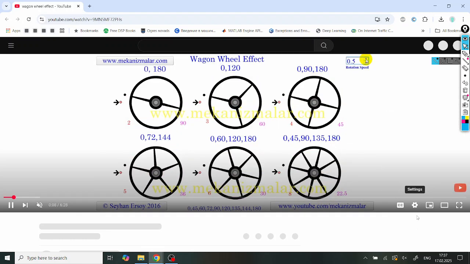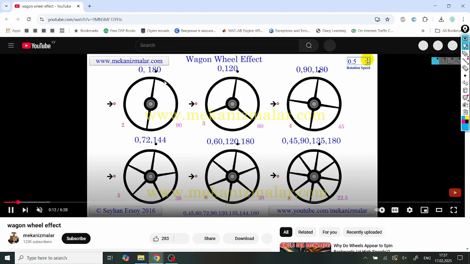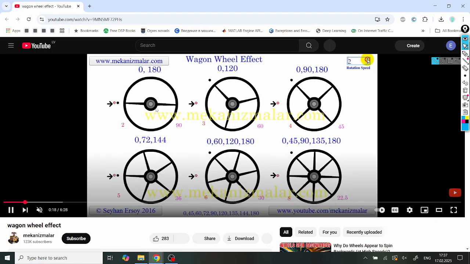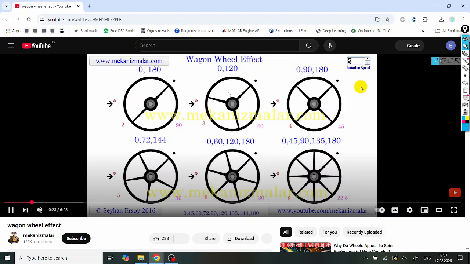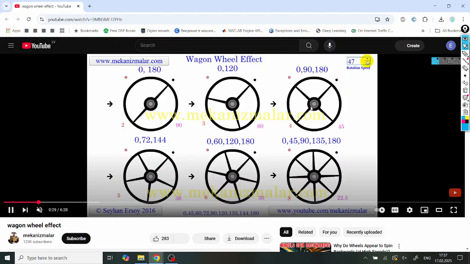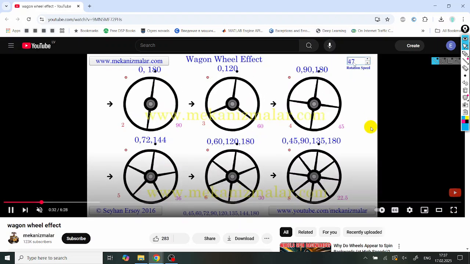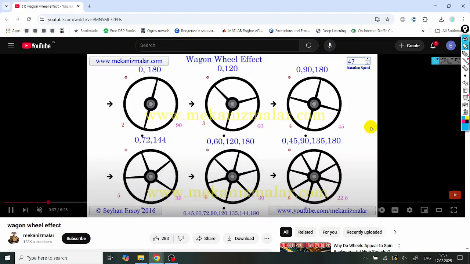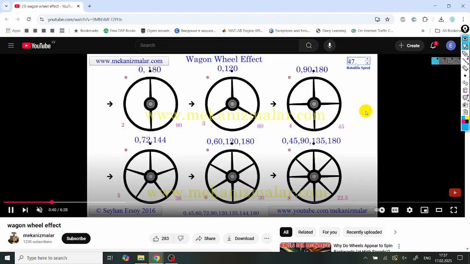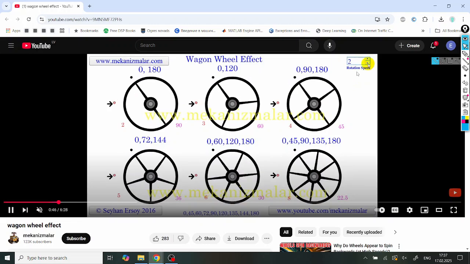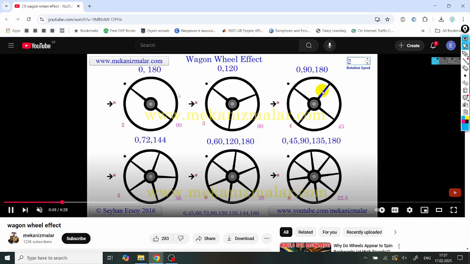So what we have here now is multiple wheels with different numbers of these lines. Here you can see 2 lines, 3 lines, 4 lines, and different angles between them. So here you have 180 degrees, here you have 120, 90 degrees, 72, etc. And here the person specifies rotation speed in degrees per second. So for example, if you specify some small value, they all rotate equally.